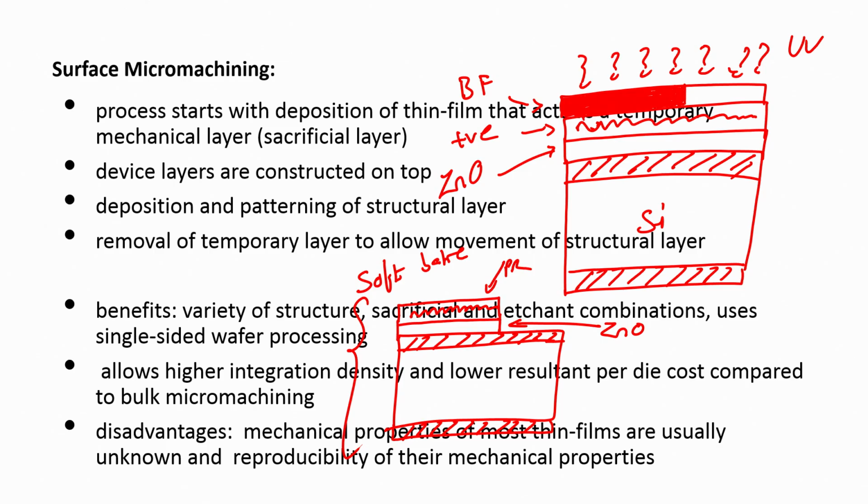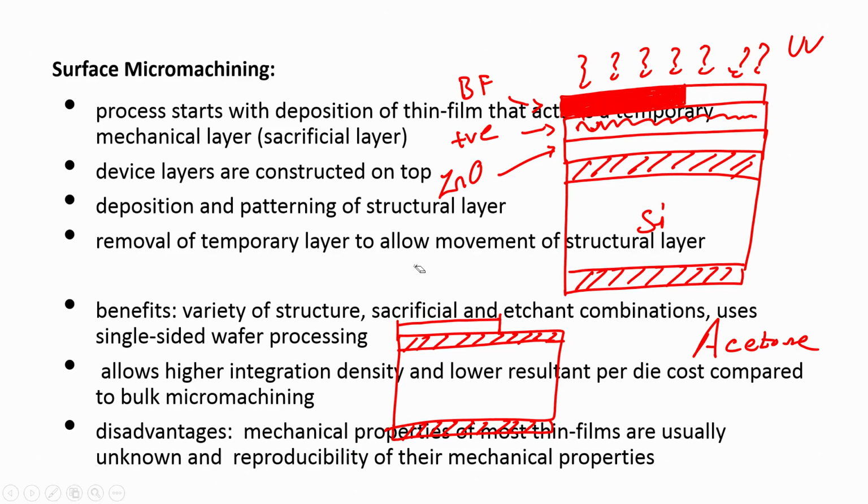Next step is I will dip this wafer in acetone. If I dip this wafer in acetone, the PR will get stripped off. So, once the PR is stripped off, I will have this wafer where I have silicon dioxide, and the top layer is zinc oxide. All right. Now, on this zinc oxide, I deposit a metal.